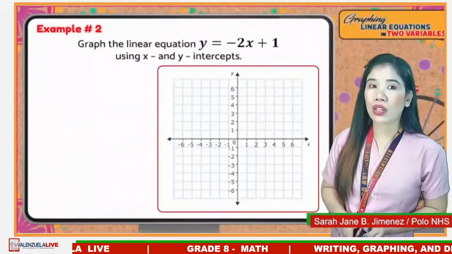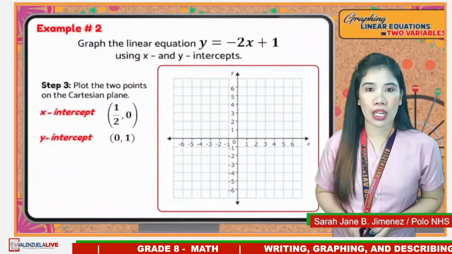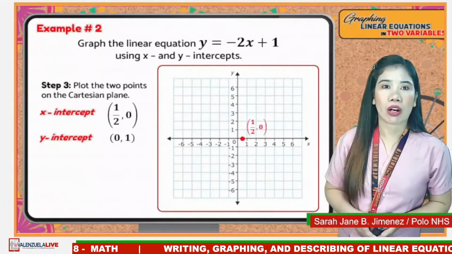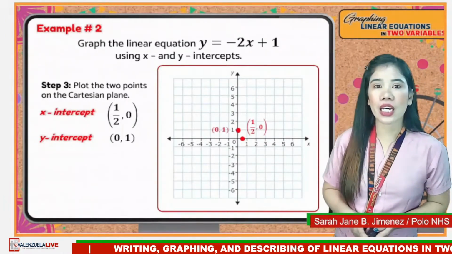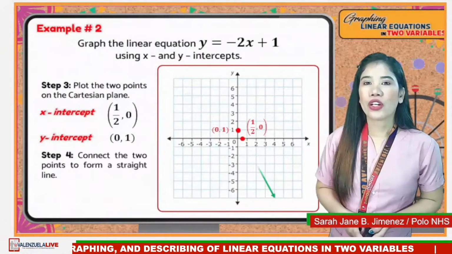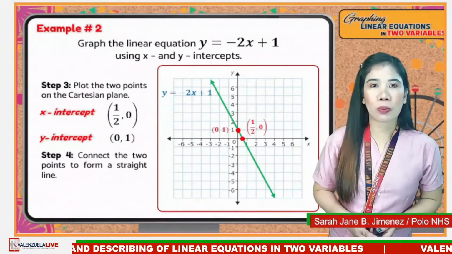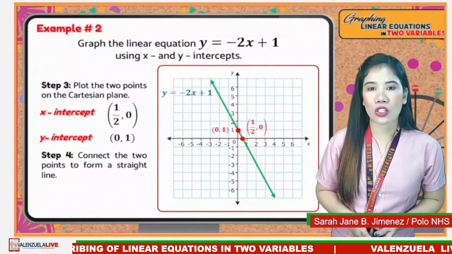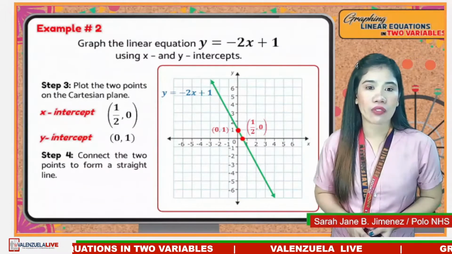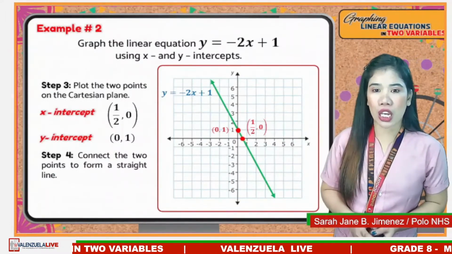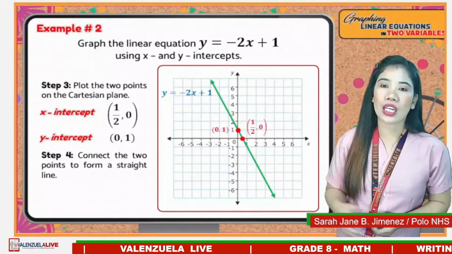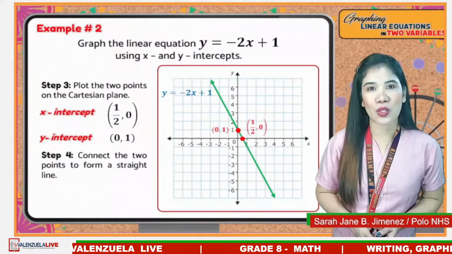The next step is to plot the two points on the Cartesian plane. So let us plot the first point (1/2, 0) and the second point (0, 1). For the final step, connect the two points to form a straight line. Drawing a straight line using the two points, we now have the graph of the equation. And we should name or label the line using the given equation y equals negative 2x plus 1.